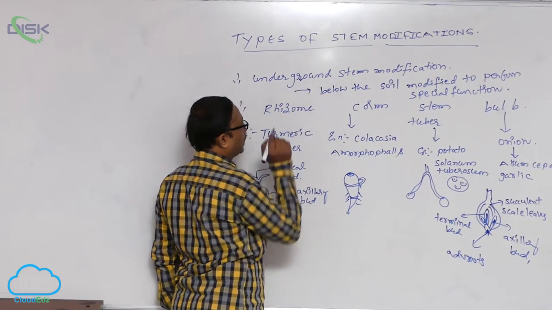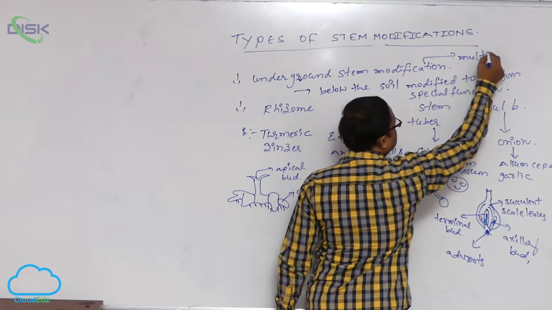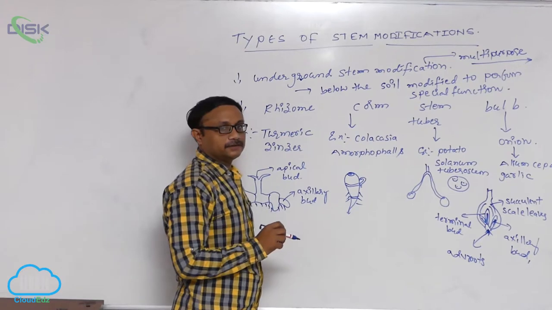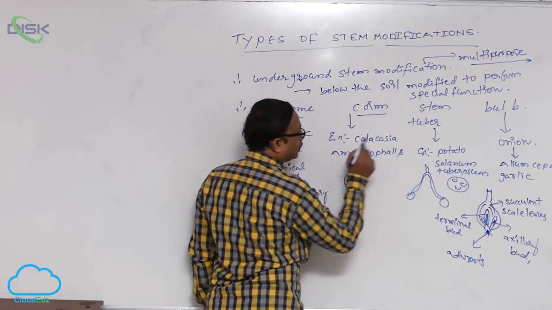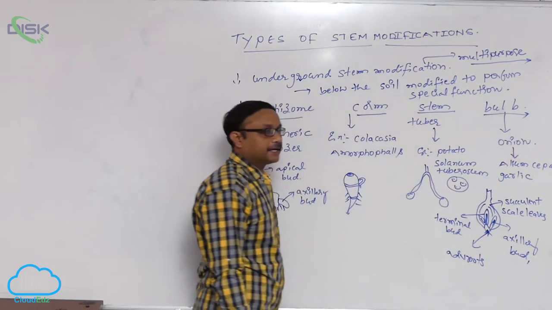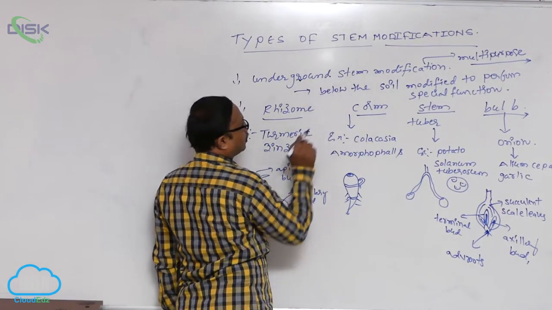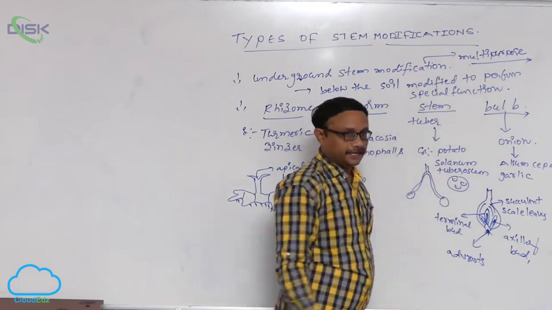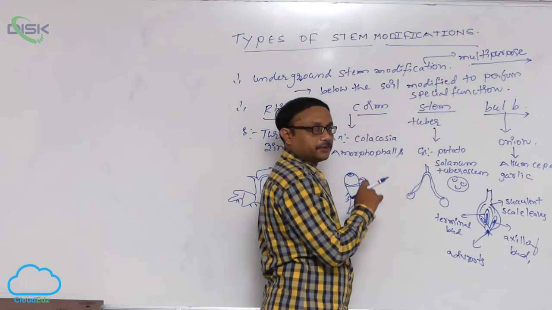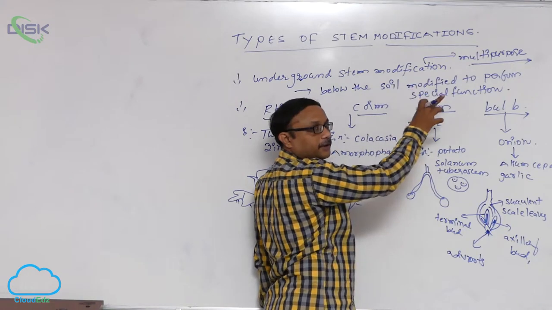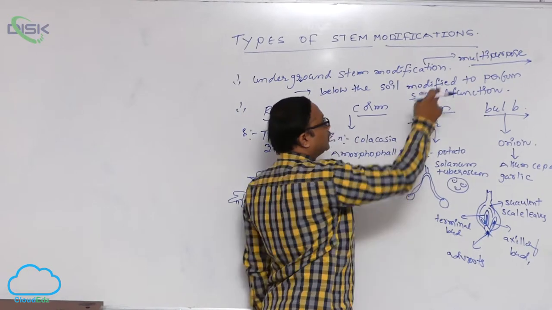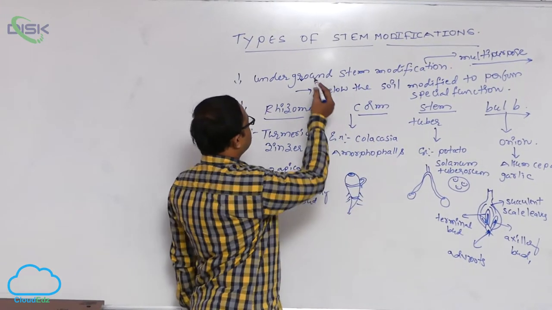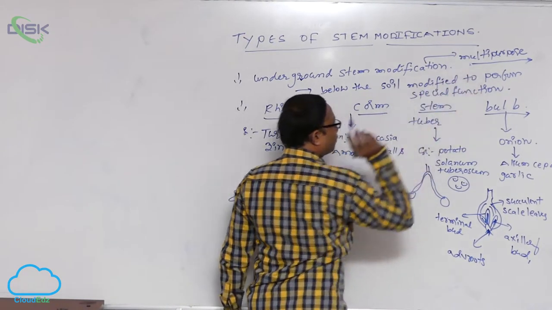Underground stem modifications are also known as multi-purpose stem modifications. Why? Because they participate in different functions. First, they store food material in the stem. Second, they participate in vegetative reproduction. Also, the plants are protected from long drought periods, and from grass-eating animals, because they are present inside the soil. That's why they are described as multi-purpose stem modifications.